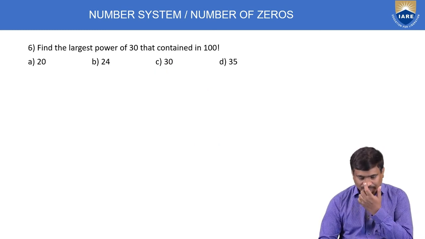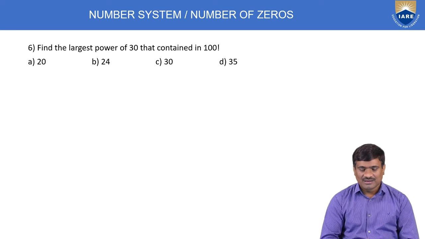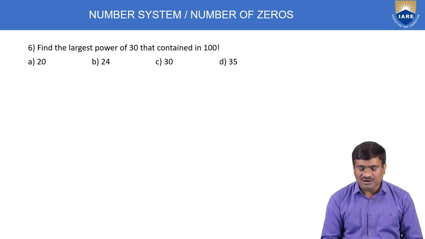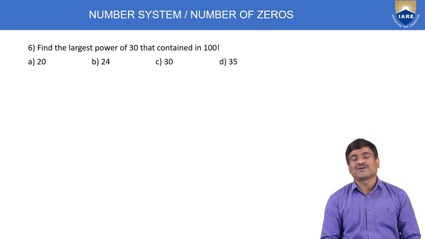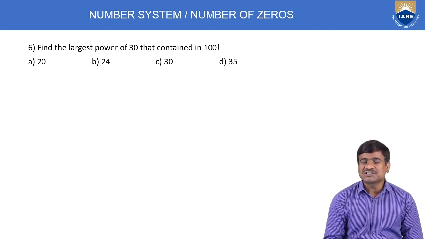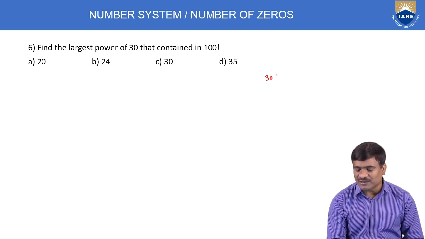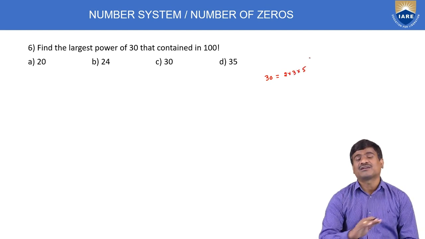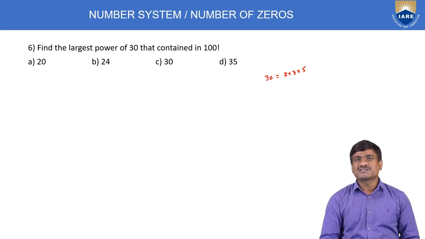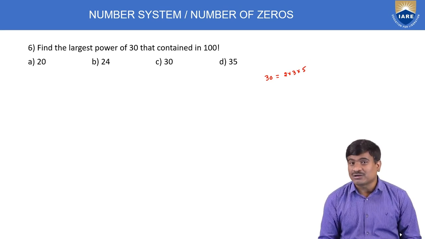Okay. Next, the sixth one. Here, find the largest power of 30 contained in 100 factorial. The largest power of 3 means dividing by 3, the largest power of 7 means dividing by 7, the largest power of 5 means dividing by 5, and so on. But your question is the largest power of 30. Convert 30 into its prime factors, 2 into 3 into 5. Directly using 30 is not correct.